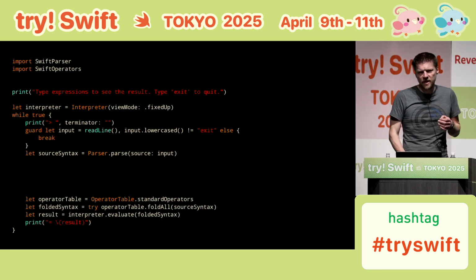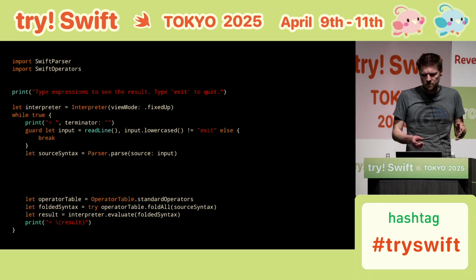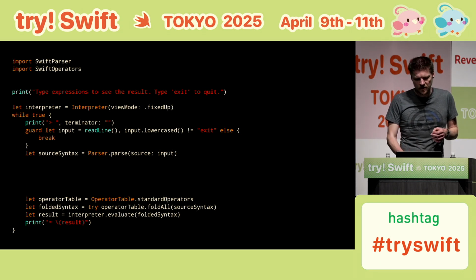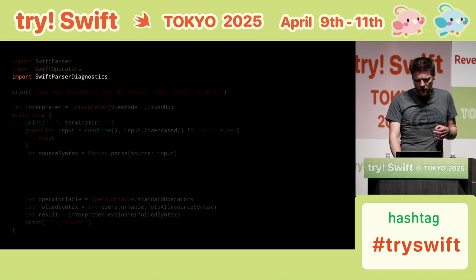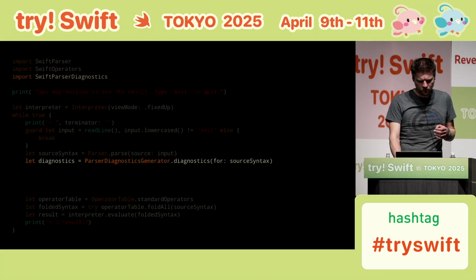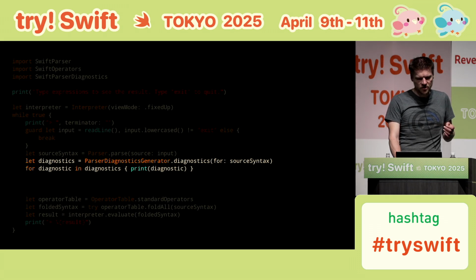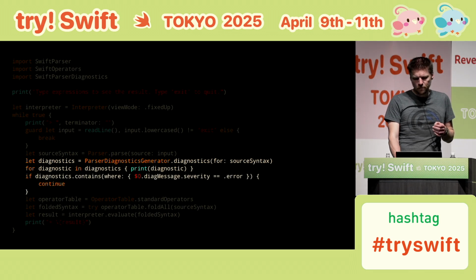So the ParseDiagnosticsGenerator class provides a simple way to get a list of errors and warnings from a syntax tree. To use it, we first need to import the SwiftParserDiagnostics module. Then to get the parsing errors, we'll run ParseDiagnosticsGenerator.diagnostics on the syntax tree. This returns an array of diagnostics, which we can just print out. And finally, we'll bail out if there's any errors, rather than continuing with the bad input.